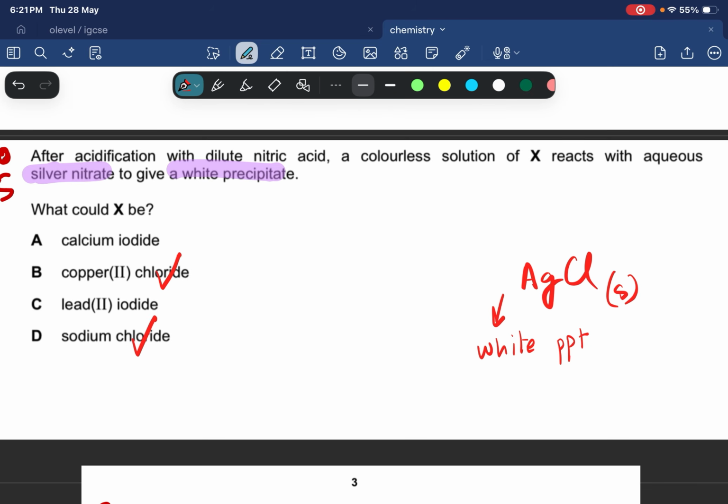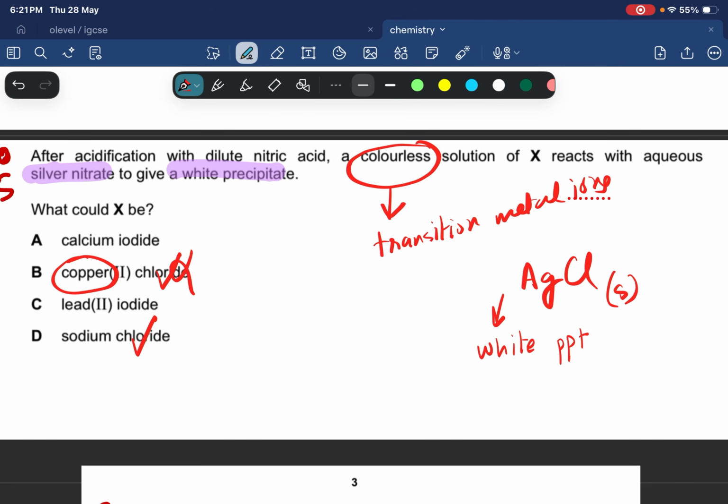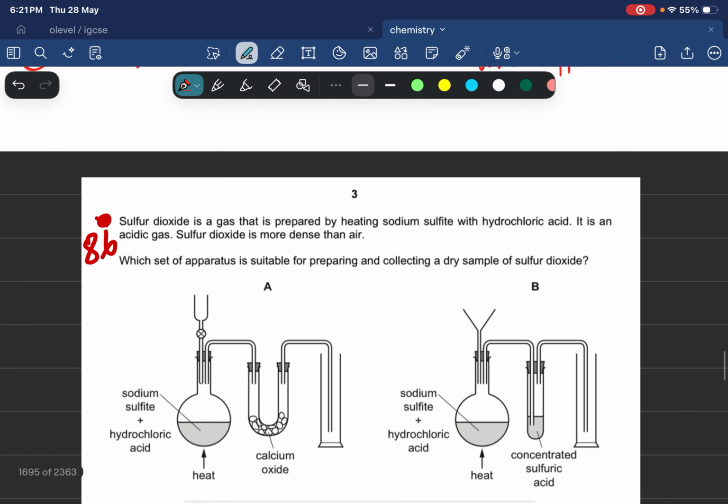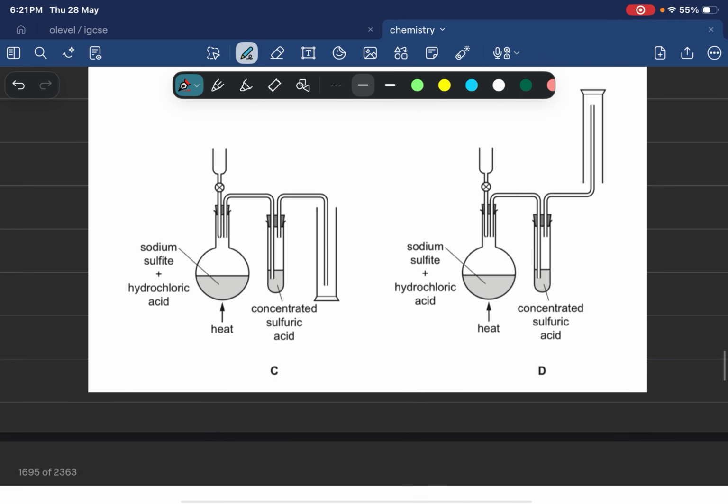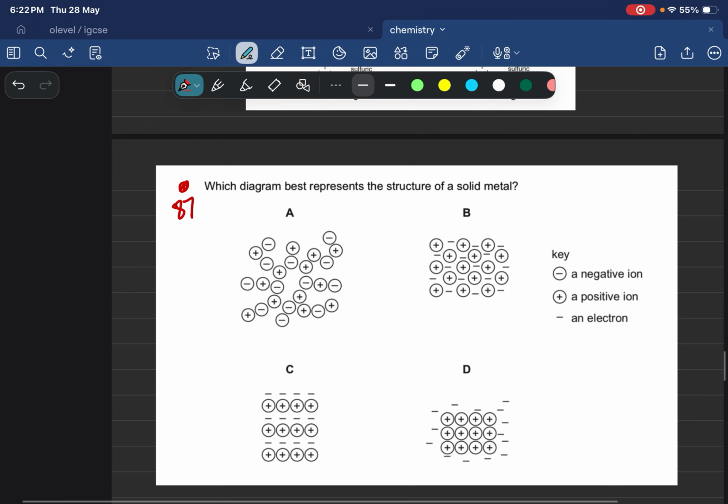Chlorine. Now the problem is that it forms a colorless solution. A colorless solution cannot be formed by transition metal ions, because transition metal ions form colored solutions. So it cannot be copper, it has to be sodium. Got it? Copper is going to form a blue solution.